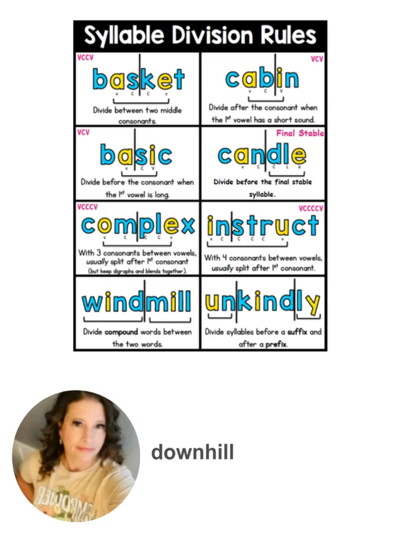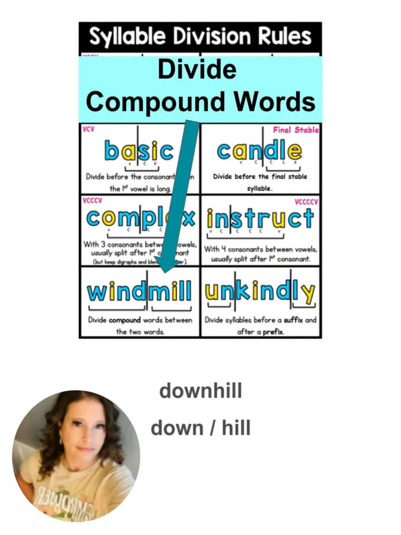For example, this first word. I can recognize that it looks like it is two words. So I'm going to divide it into those two recognizable words. And I recognize the first one is the word down. The second one is hill.